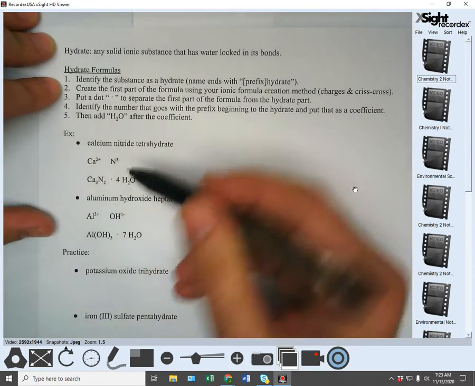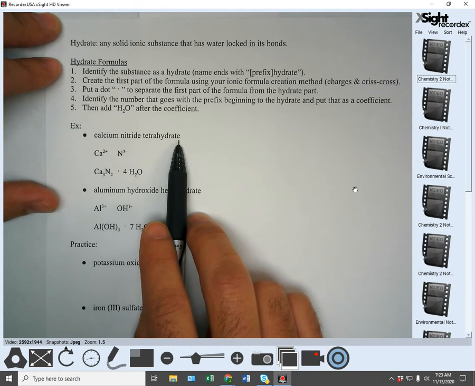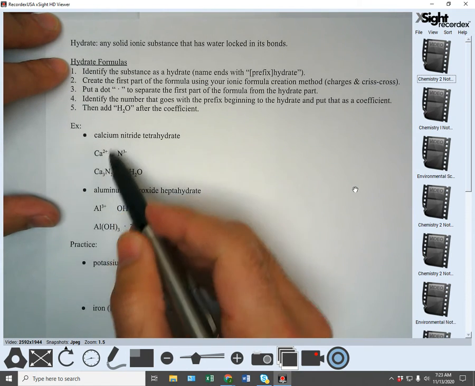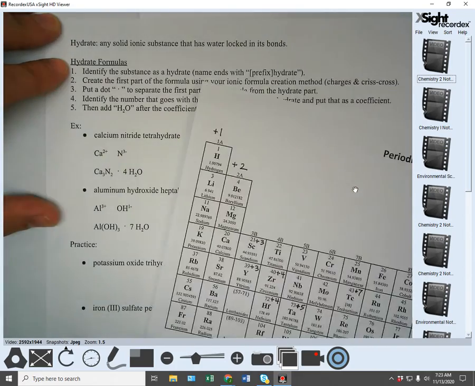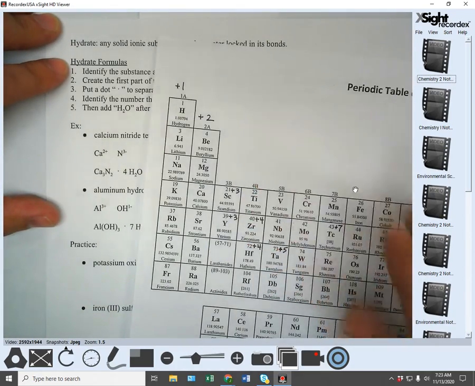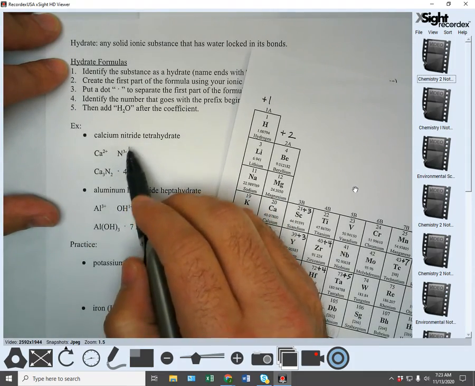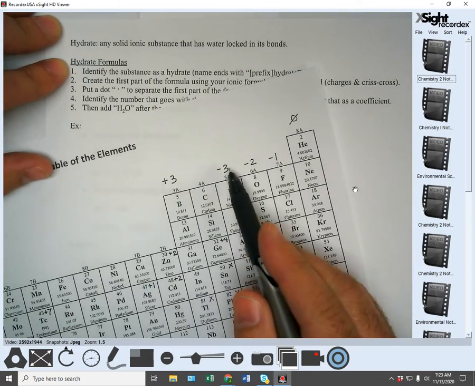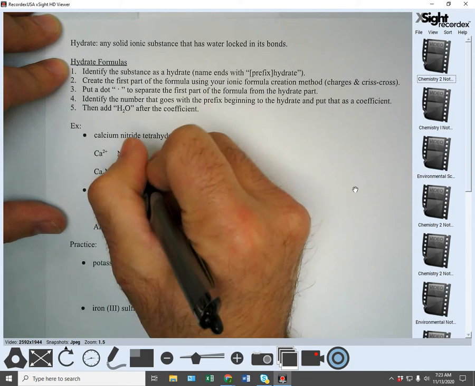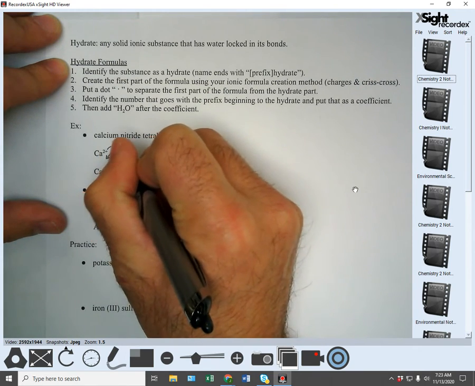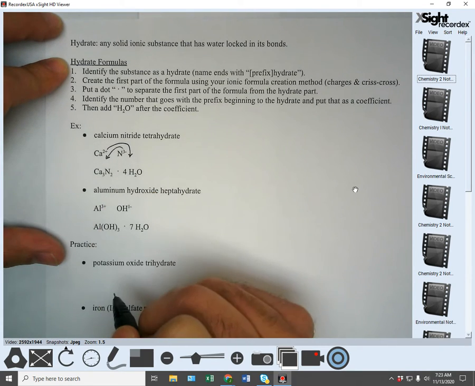So let's walk through this. Calcium nitride tetrahydrate. Okay. Calcium off the periodic table, we look it up, it's a 2+, right? We're just looking here. Calcium +2. Nitride, IDE tells us it's a monatomic off the periodic table, so we look up nitrogen. Nitrogen is a -3, so we get this. Okay. And all we do is we cross those down. Okay. We get Ca3N2. Then we put a dot.